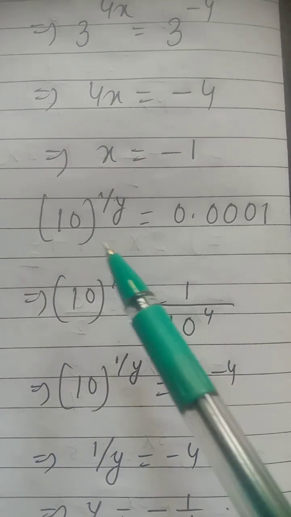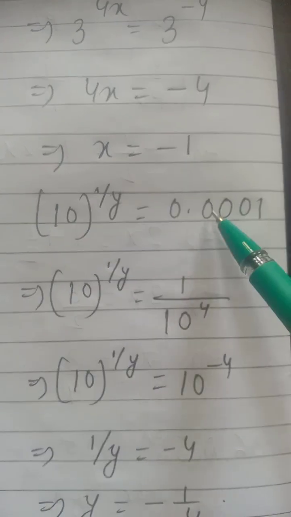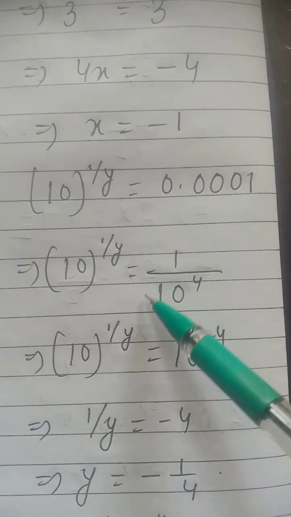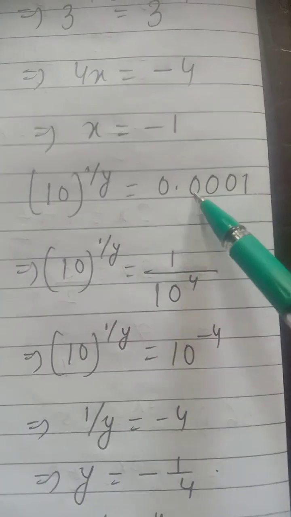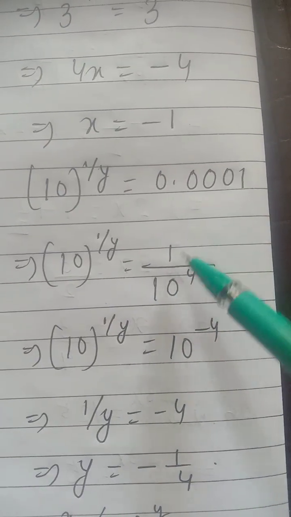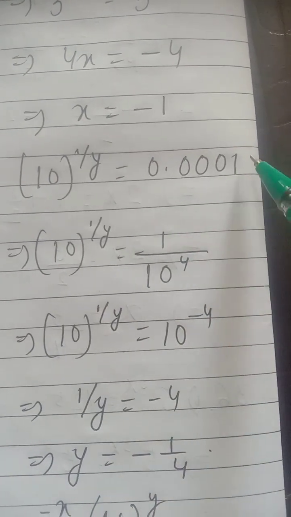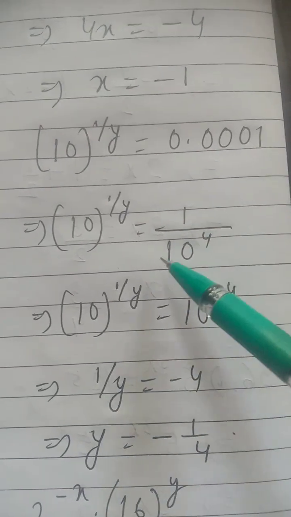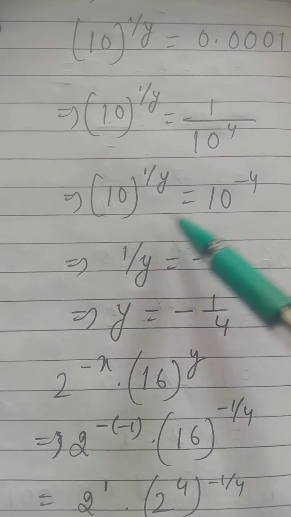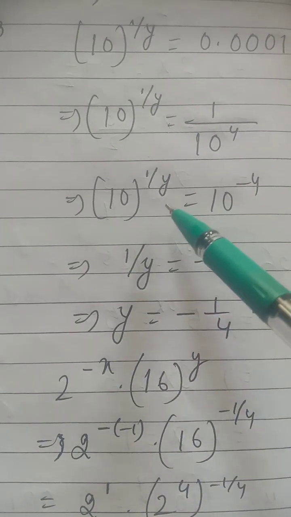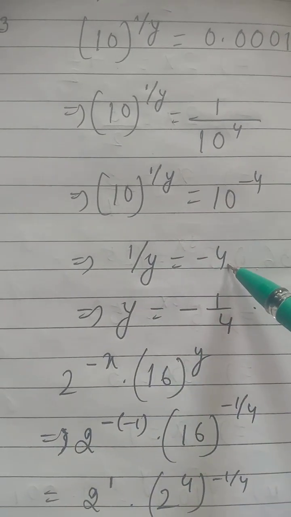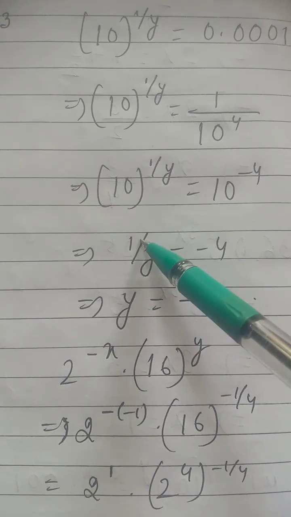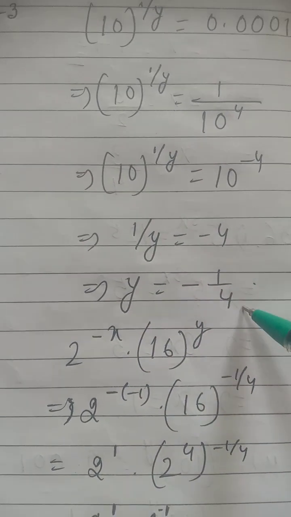Now again given 10 to the power 1 by y is equals to 0.001. So 10 to the power 1 by y equals to 1 by, as 4 decimal places are here, 10 to the power 4. Since this one has come from here, this is 1 by, and since 4 decimal places are here, so 10 to the power minus 4. Now the base is the same, so we can make the powers the same. So 1 by y will be equals to minus 4. To get the value of y, just do the reciprocal. So y is equals to minus 1 by 4.